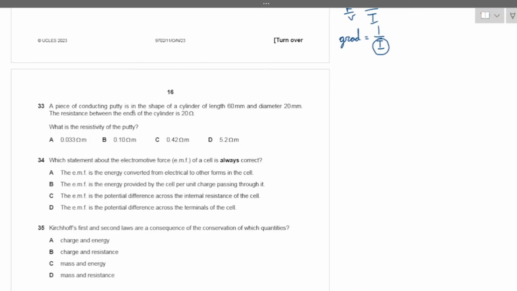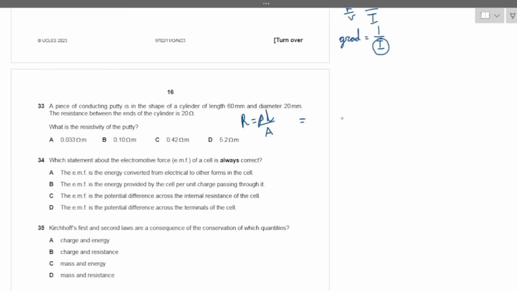Question 33. A piece of conducting putty is in the shape of a cylinder of length 60 millimeters and diameter 20 millimeters. The resistance between the ends of the cylinder is 20 ohms. What's the resistivity of the putty? Right, so resistance is equal to resistivity rho times L over A. So we can just put in the formula. That would be 20 ohms equals resistivity into the length 60 over 20, but make sure you also convert the units.